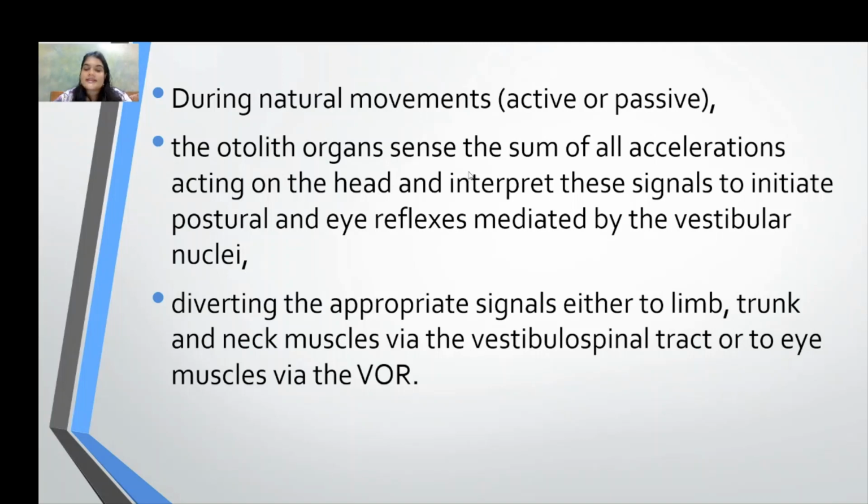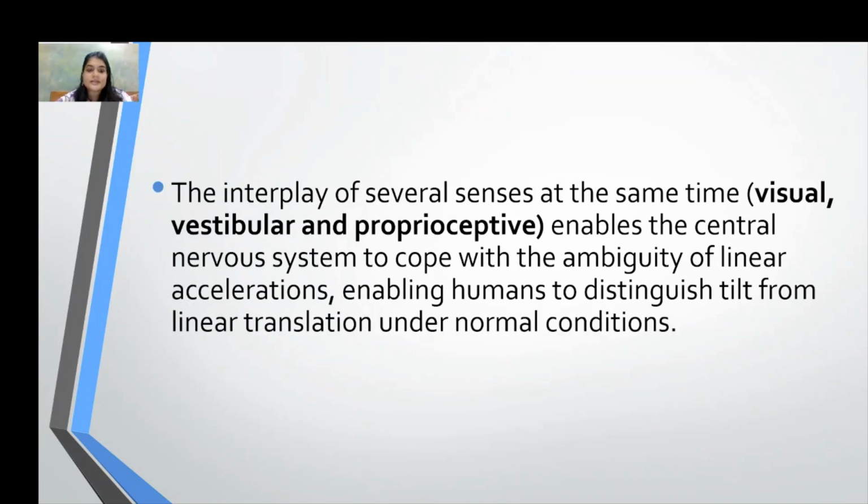The otolith organ sends the sum of all accelerations acting on the head and interprets the signal to initiate postural and eye reflexes mediated by the vestibular nuclei. So we need signals from the eyes and from the limb, trunk, and neck muscles, via the vestibulospinal tract and vestibulo-ocular reflex, to understand if it is gravity or acceleration. The interplay of several senses at the same time enables the central nervous system to cope with the ambiguity of linear acceleration, enabling humans to distinguish tilt from linear translation under normal conditions.